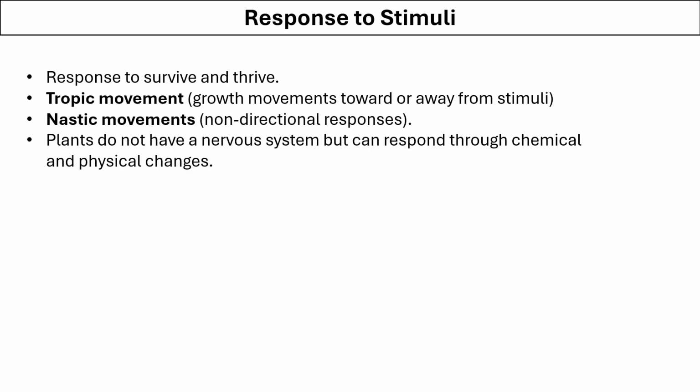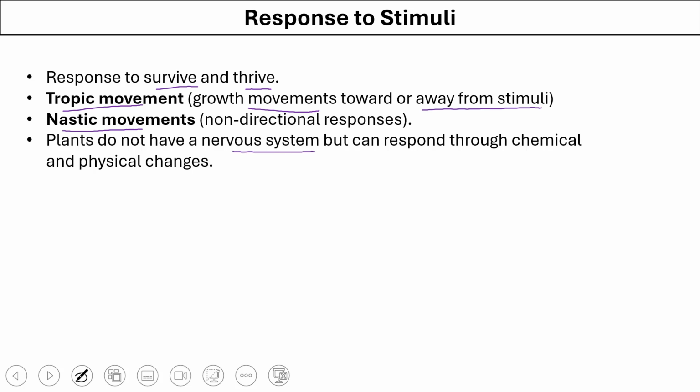But what happens when they receive a stimulus from outside? How do they respond to those stimuli? So the response to stimulus is important for survival and for thriving in a certain situation. These stimuli responses can be mainly of two types. Tropic movement, in which the plant tends to have some growth movements towards or away from the stimulus, or the nastic movement, in which there is no direction involved in the response of these plants.